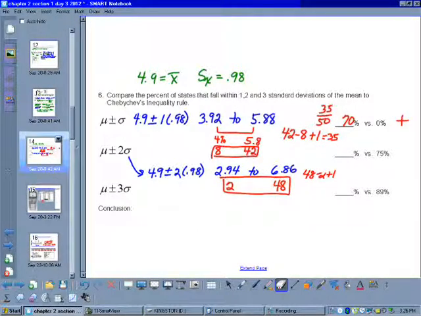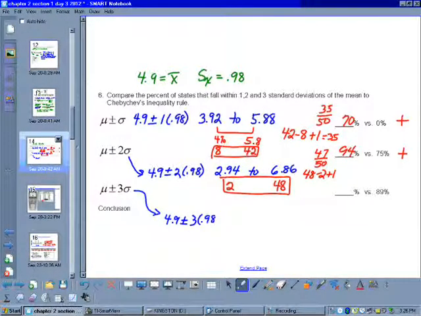And if we convert that into a decimal, then we have 94% of our data. Again, we are much better than Chebychev predicted. And finally, for 3 standard deviations, 4.9 plus or minus 3 times 0.98. That would give me an unemployment rate of 1.96 to 7.84.